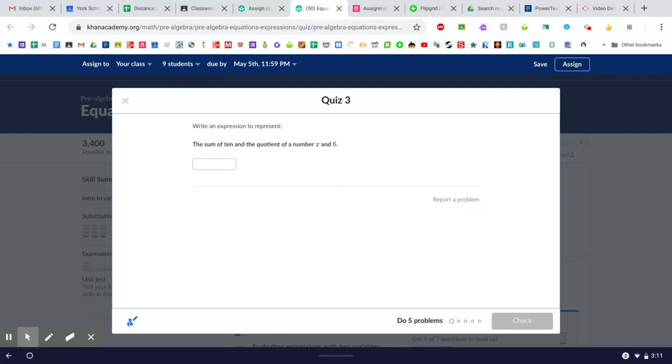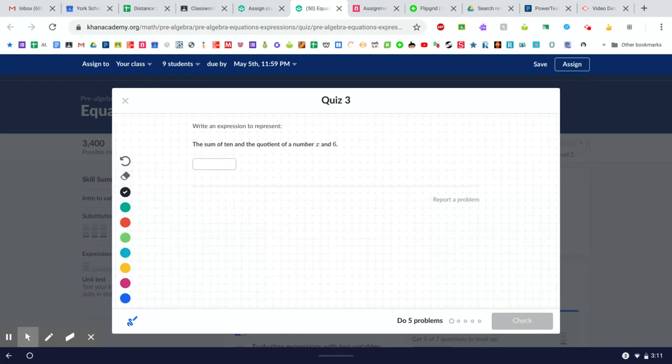It says write an expression to represent the sum of 10 and the quotient of a number x and 6. So let's see here. I'm going to look for some words like quotient. That word quotient tells me I've got to have some division in this expression. It's the quotient of a number x and 6. And then I need the sum of 10 and this number.